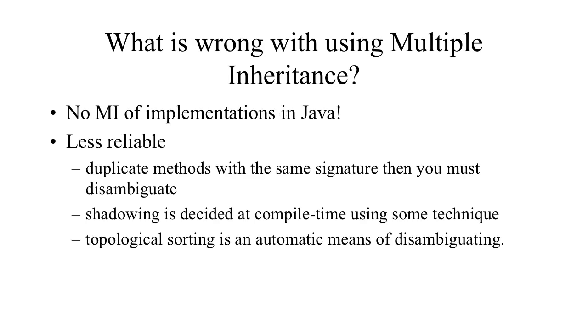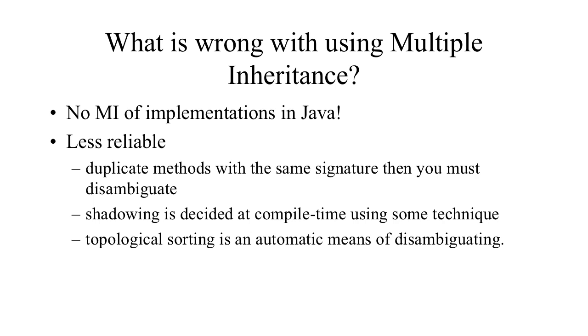And so then the next question is, well, why did they leave off multiple inheritance in Java? And what I mean by that is no multiple inheritance of implementations. They have multiple inheritance of interfaces, of course. So the answer is, well, it's less reliable because duplicate methods with the same signature must be disambiguated somehow. So you need policy for that.